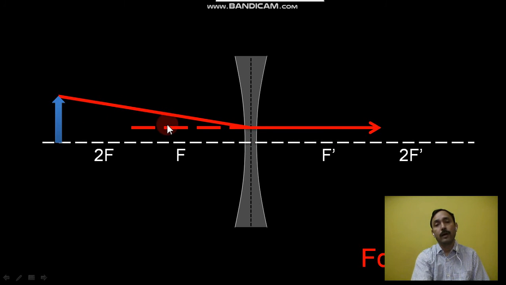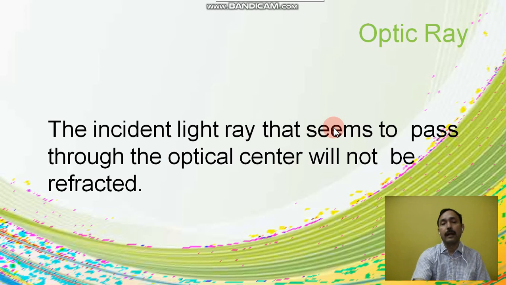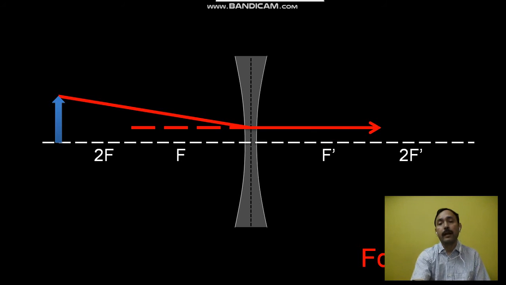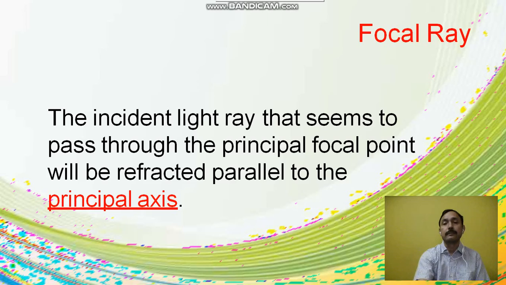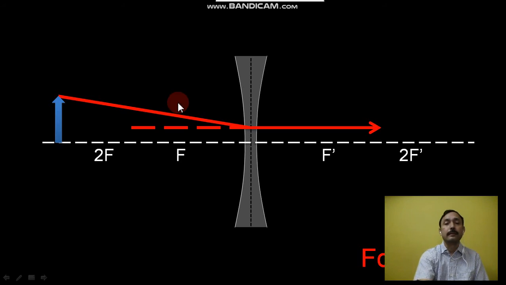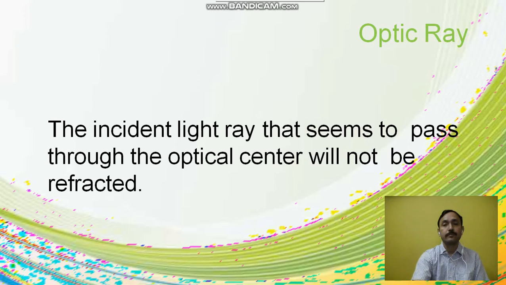So the focal ray is the ray that is directed toward the principal focal point. The incident light ray that seems to pass to the principal focal point will be refracted parallel to the principal axis. This light seems to pass to the principal focal point. It will be refracted parallel to the principal axis.